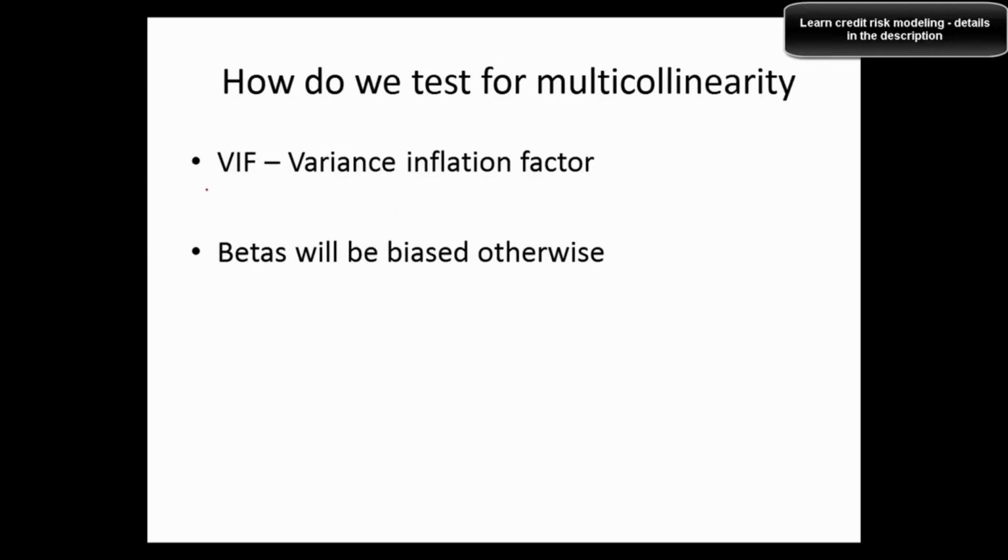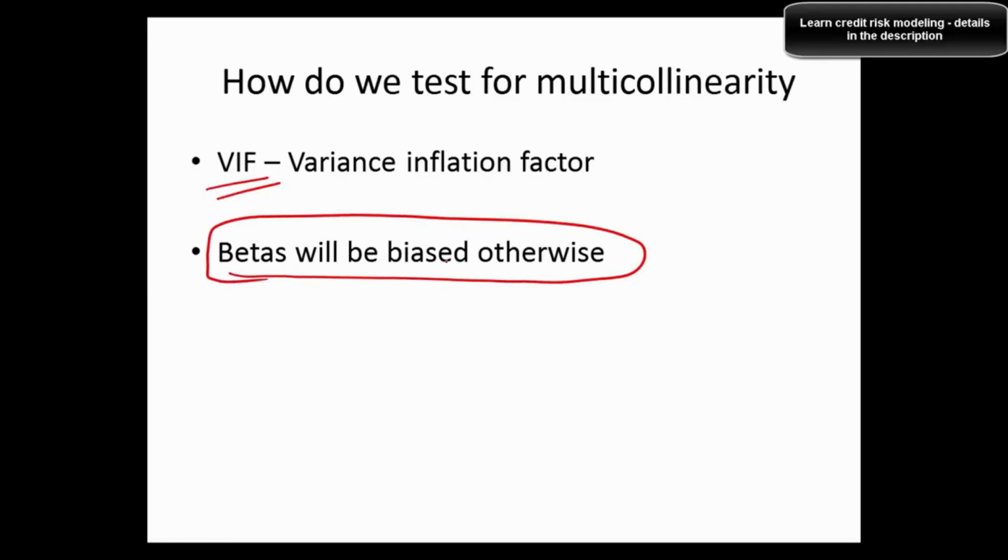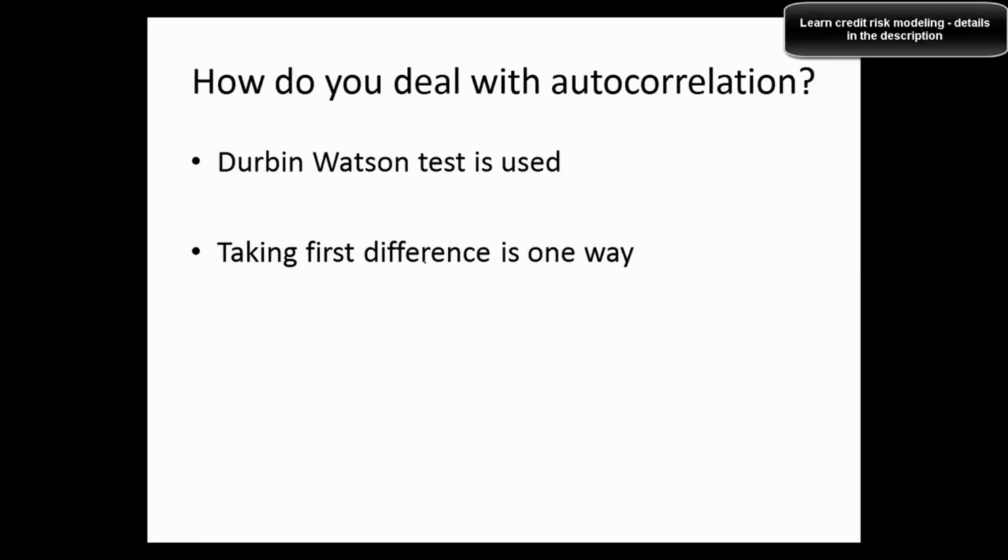We check the variance inflation factor, and then we ensure that it doesn't go beyond the benchmark. If you ignore that, then betas will be biased, and with biased estimates you cannot go ahead with building a model. How do we deal with autocorrelation?